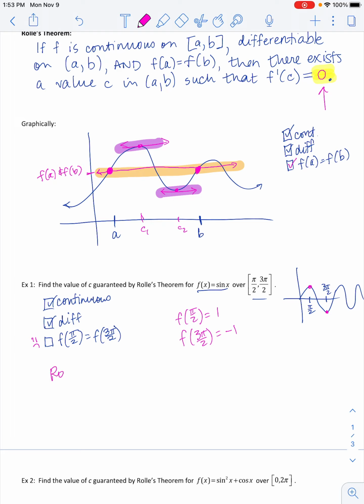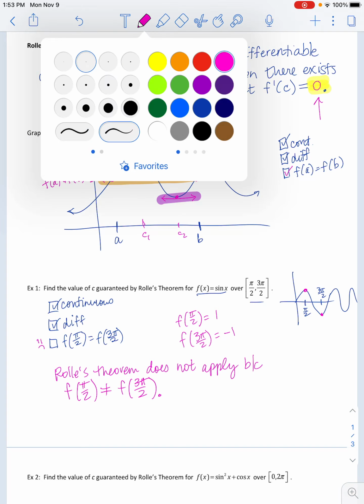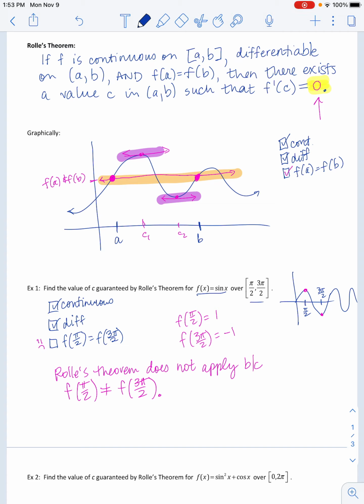Rolle's theorem does not apply because f of pi halves does not equal f of 3 pi halves. Now, what is not appropriate to say, we do not want to do something like this. We don't want to say Rolle's theorem does not apply because f of A does not equal f of B.